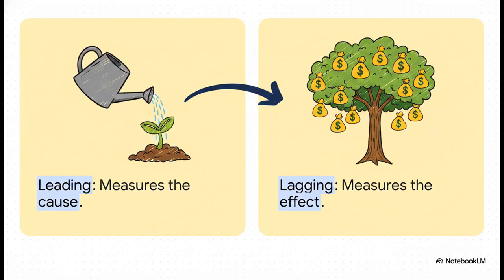They categorize metrics into leading and lagging indicators. A leading indicator measures a cause, like, say, spending money on staff training. A lagging indicator measures the effect that happens later, like historical profitability. So, improving the leading indicator eventually pushes the lagging indicator in the exact right direction.